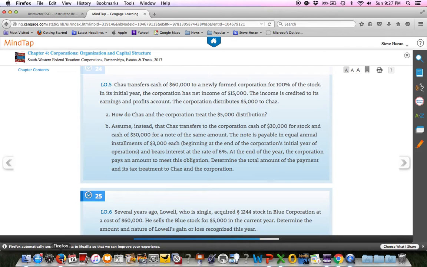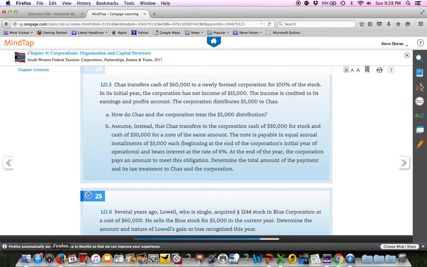Okay, for this one it says that Chaz transfers cash of $60,000 to a newly formed corporation for 100% of the stock. In its initial year, the corporation has net income of $15,000. The income is credited to earnings and profits. The corporation distributes $5,000 to Chaz. How did Chaz and the corp treat the $5,000 distribution?